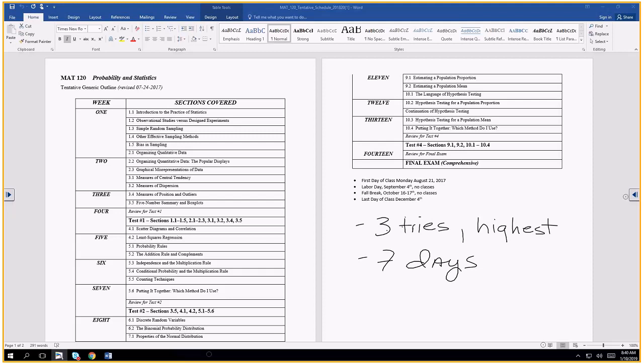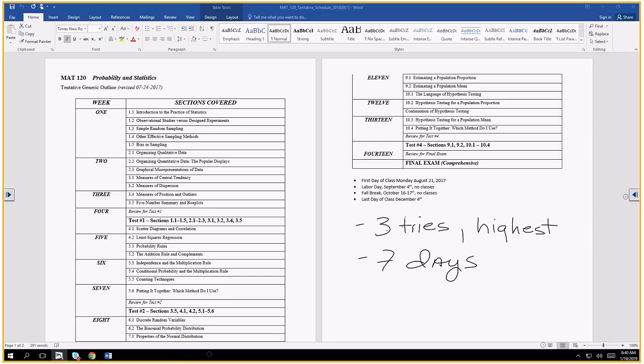Oh, there's something else I'm forgetting. But anyway, it's multiple choice. Most of them are multiple choice. And, I'm forgetting something. But I can't remember what I'm forgetting. That's pretty bad when you can't remember what you did.